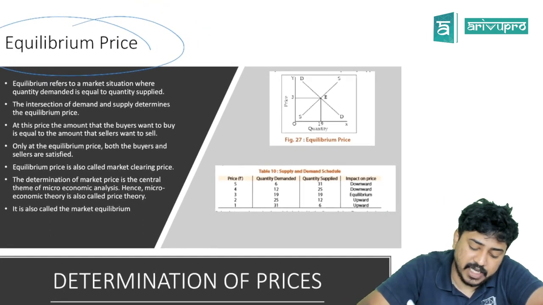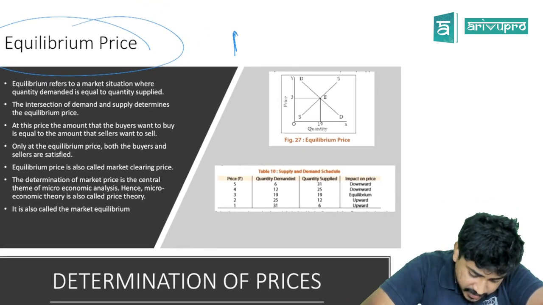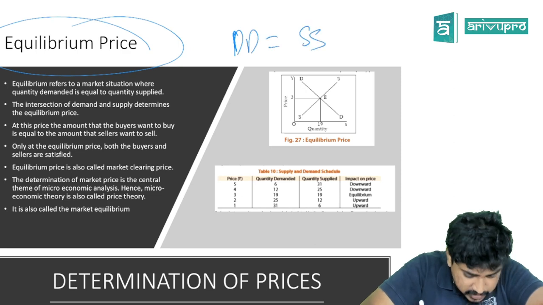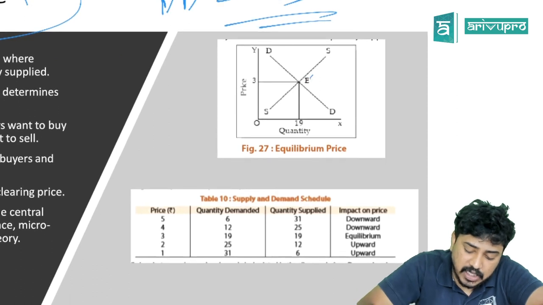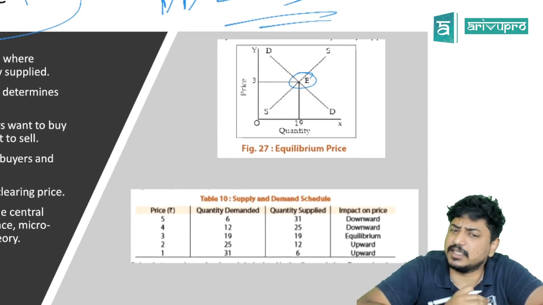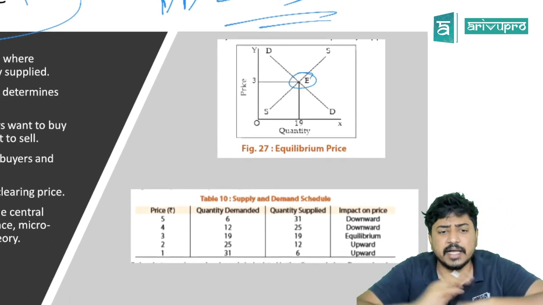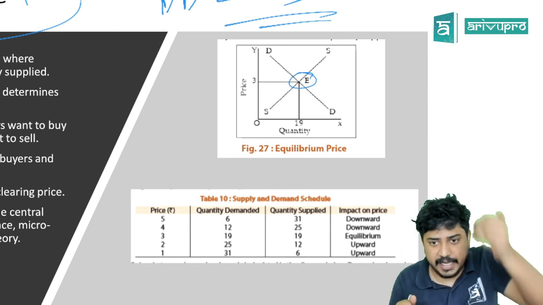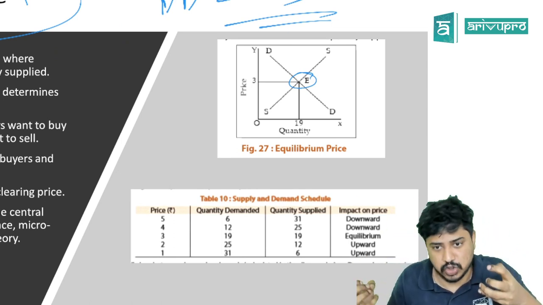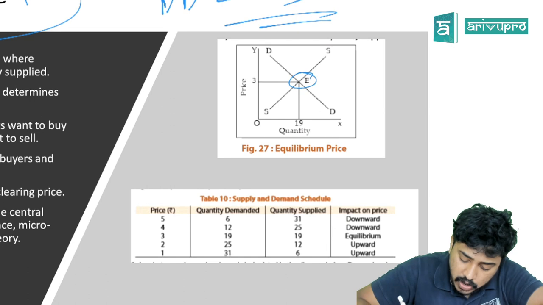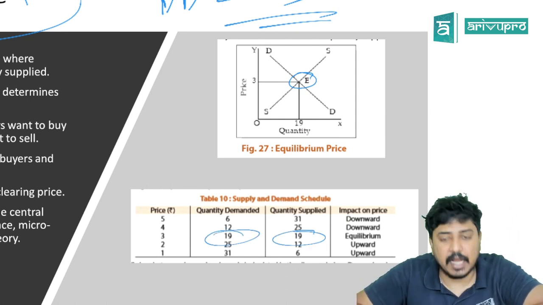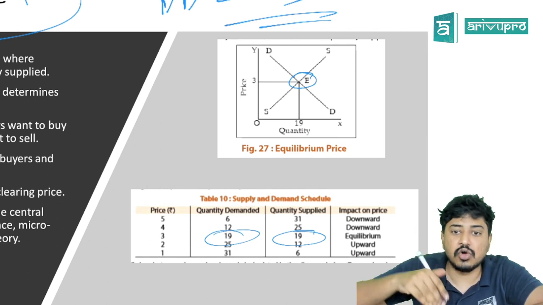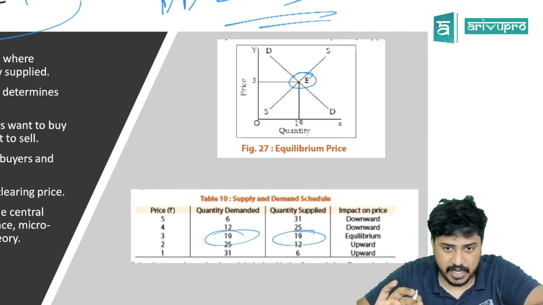What is equilibrium price? When demand is equivalent to supply, we call it equilibrium price, right? This is the equilibrium point. Why do we call this the equilibrium point? At this point, everyone is selling and everyone is buying what has been sold. Whatever quantity is being sold, that is 19 quantities sold and 19 quantities bought. There is no excess or deficit.